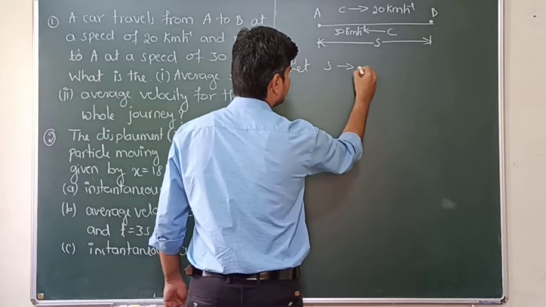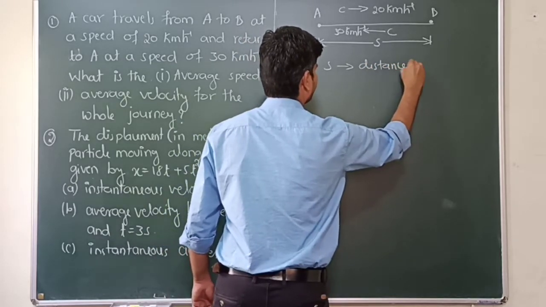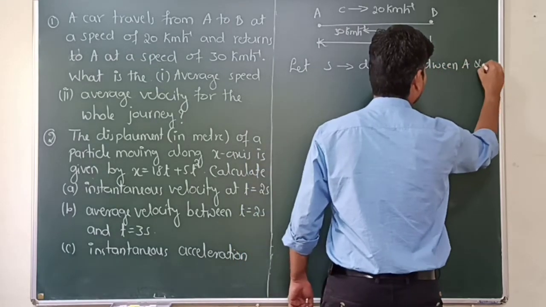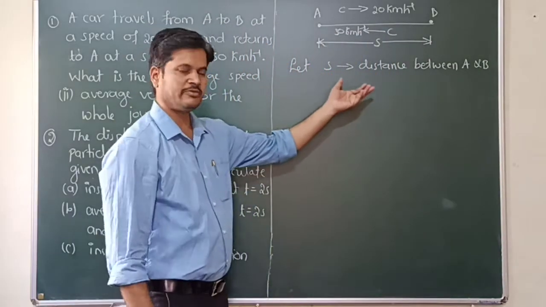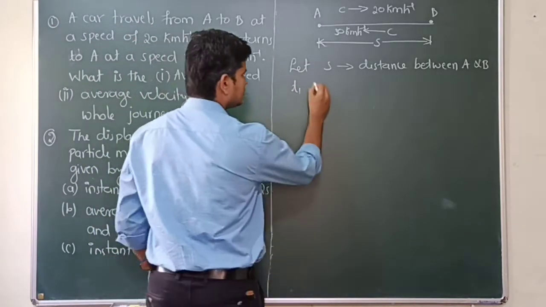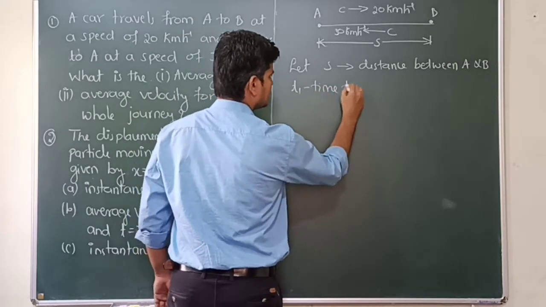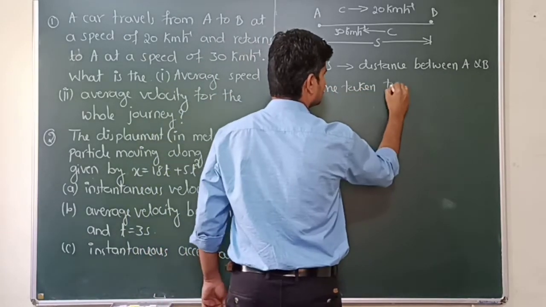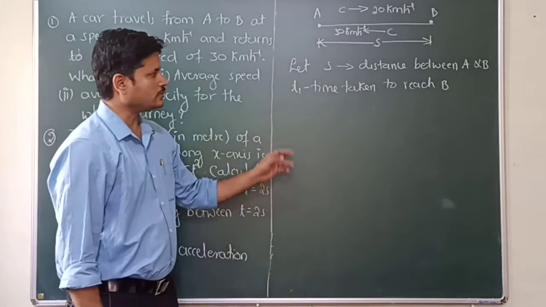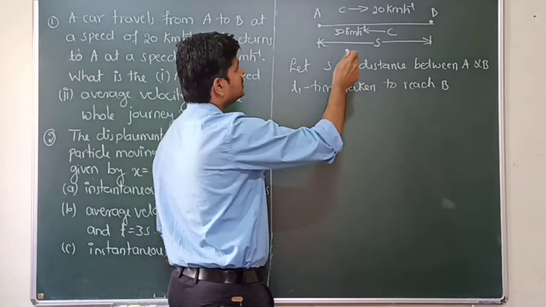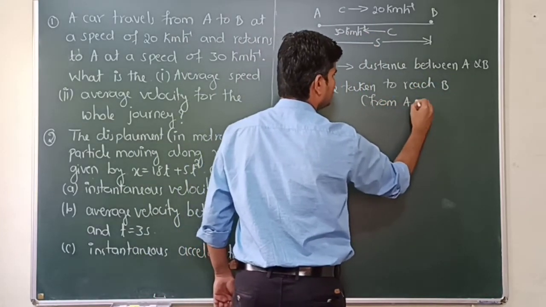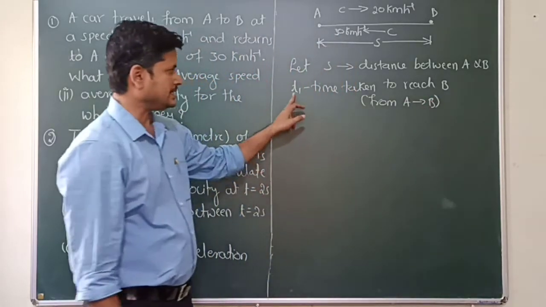Let S be the distance between A and B. Let T1 be the time taken to reach B. That means the time the car takes to go from A to B is T1.